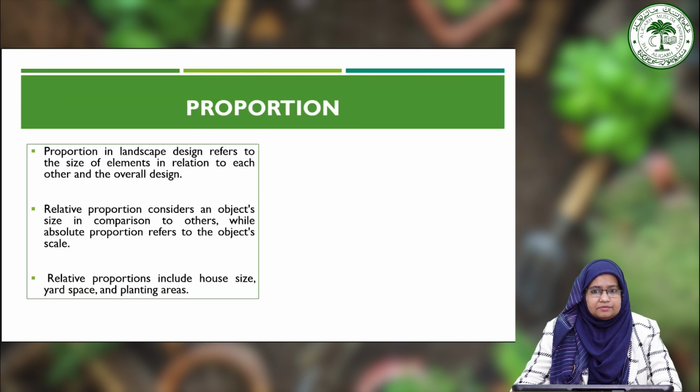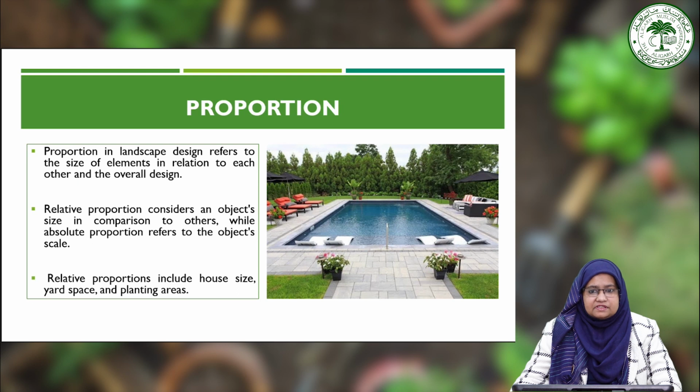Now starting from proportion. Coming to the first principle of landscape design, that is proportion. The size of different elements in a landscape design should be in proportion to the overall size of the space. For example, you would not want to use a large tree in a small garden. Consideration of proportion ensures elements fit harmoniously into the landscape.